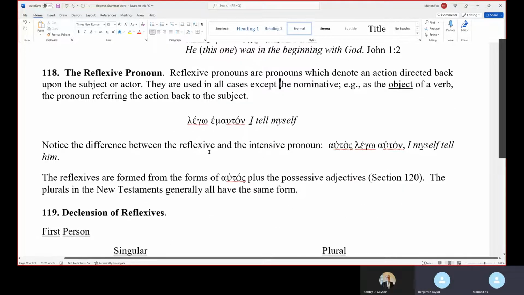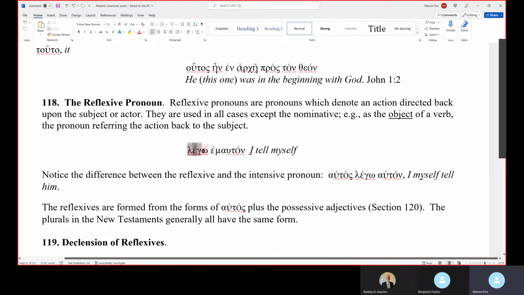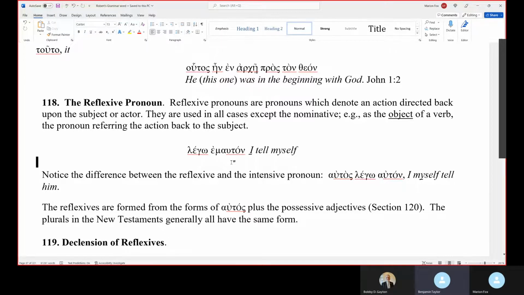Quick question, if you don't mind, another one. That's not in the Bible at all, I tell myself, but he's just illustrating the use of it. Okay, go ahead. Yeah, so how do you know when to use the middle voice, which seems to have a similar purpose, versus the reflexive?